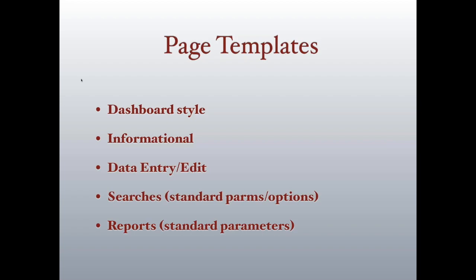Informational would be something that's maybe like a help screen or something like that. So you've sort of minimized the navigation, you maximize the content that's displayed on the screen. Data entry and edit, like the first screenshot that we showed, you're going to have some very typical menus, and then you're going to have fields and labels.